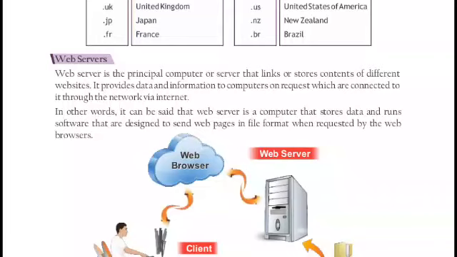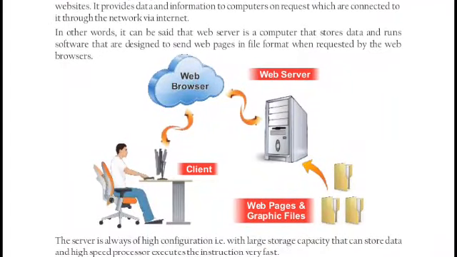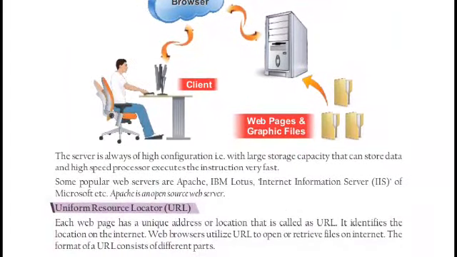Web server is the principal computer or server. So you may think that it is a computer having huge memory capacity and working speed. It provides data and information to thousands of computers that are connected to it. In other words, a web server is a computer that stores data and runs software that are designed to send web pages in file format when requested by the web browser. So it is fast enough to provide service to many computers. The server is always of high configuration, as I have spoken earlier.